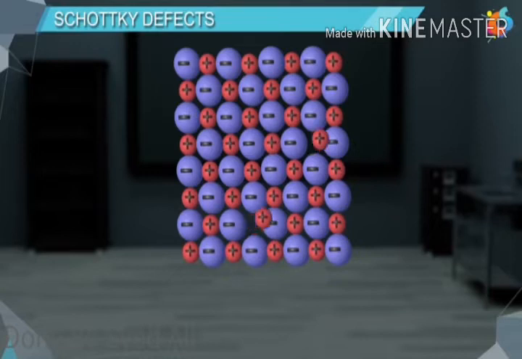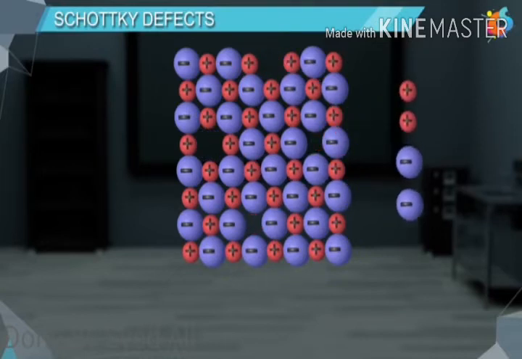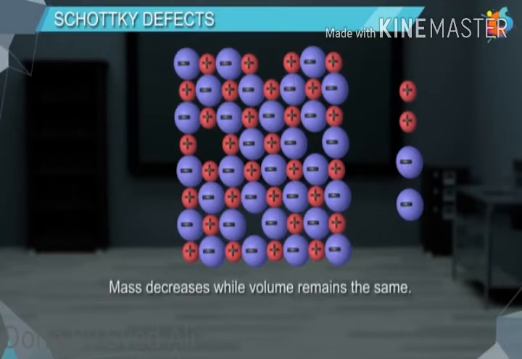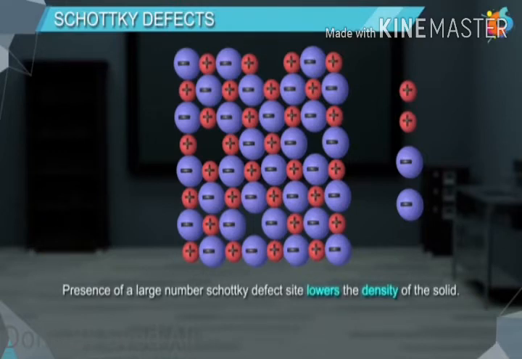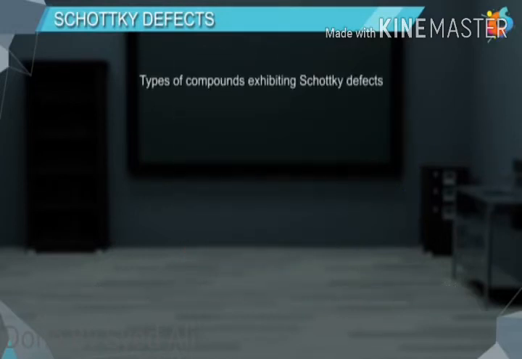This type of defect is created when an equal number of positive ions and negative ions are missing from the lattice sites, so that electrical neutrality is maintained. Here, mass decreases while volume remains the same. Presence of a large number of Schottky defect sites lowers the density of the solid.